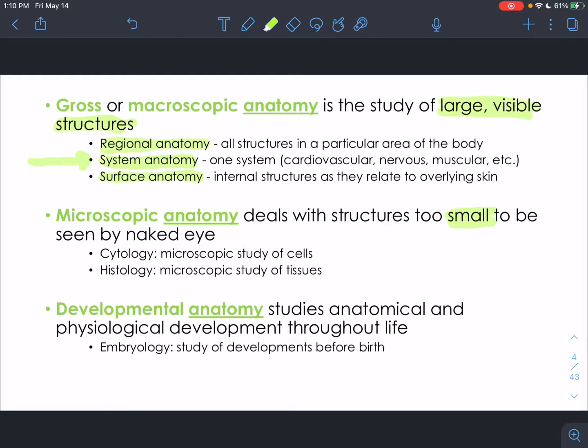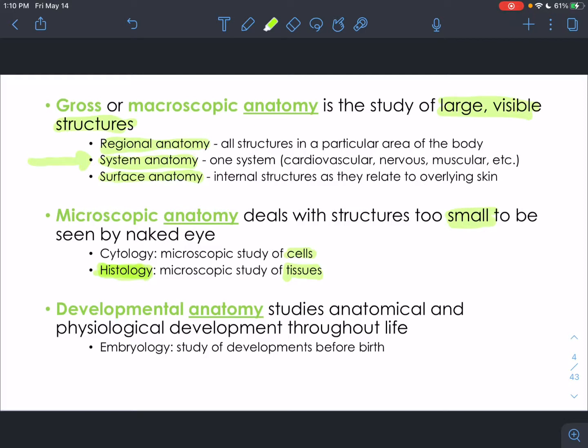Cytology is the microscopic structure of cells, and histology is the microscopic study of the tissues. We have a whole chapter on histology in the class, looking at different tissue types. So we're not going to look at this first one here, but definitely you'll be seeing histology a lot. Okay, and this is important when we talk about physiology, and I'll talk about that on the next slide a little bit.